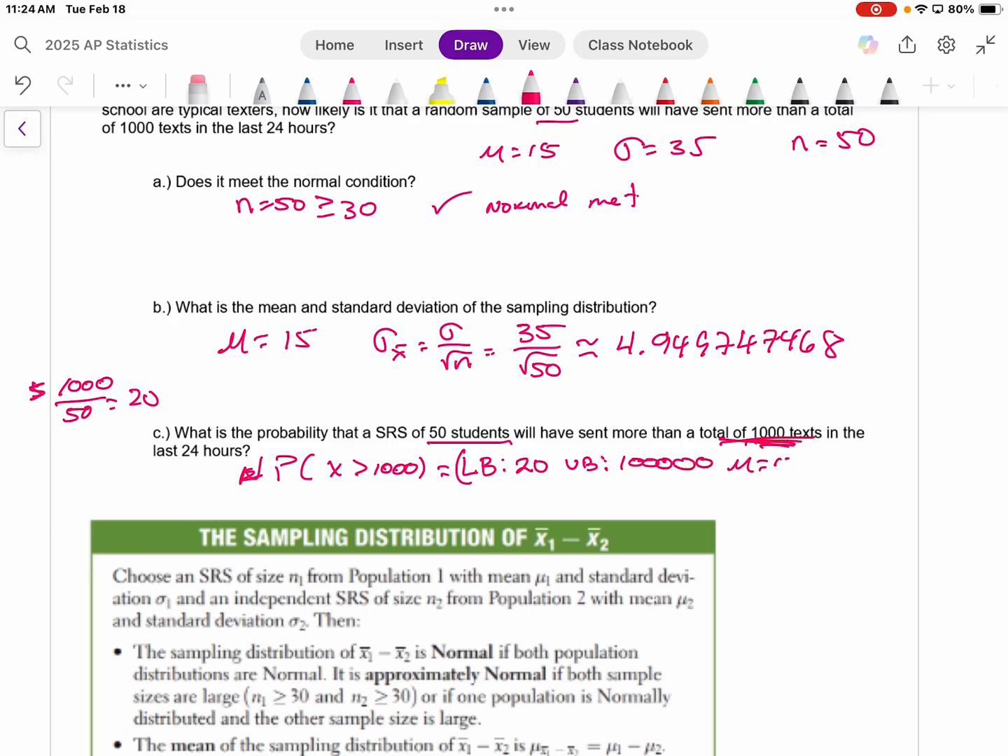Our mean is 15. The standard deviation is 35 divided by the square root of 50, and that works out to be 0.1562. Again, we have to be careful in this case, where they said the total of the 50 was 1,000 texts. So we had to break it down to an individual amount, roughly. We don't always have to do that. I'm going to hit stop here.